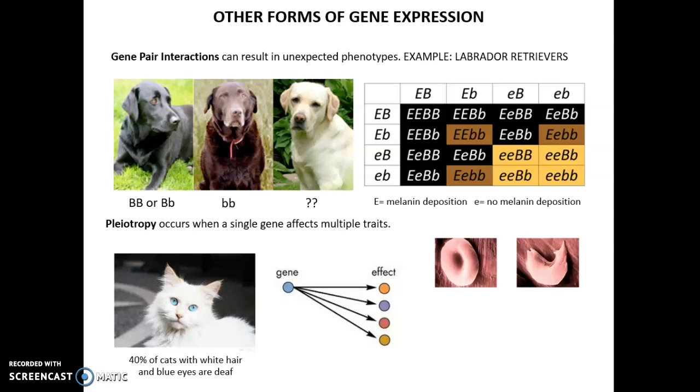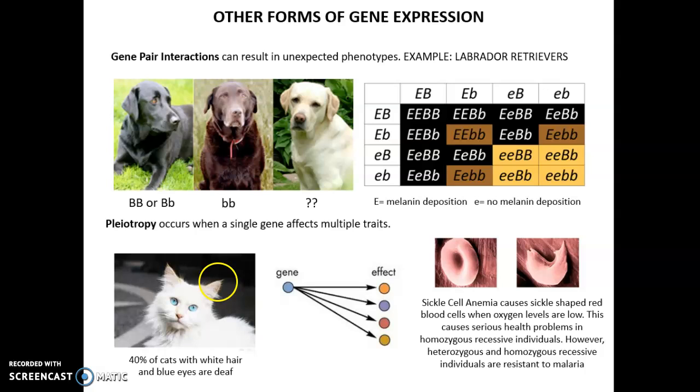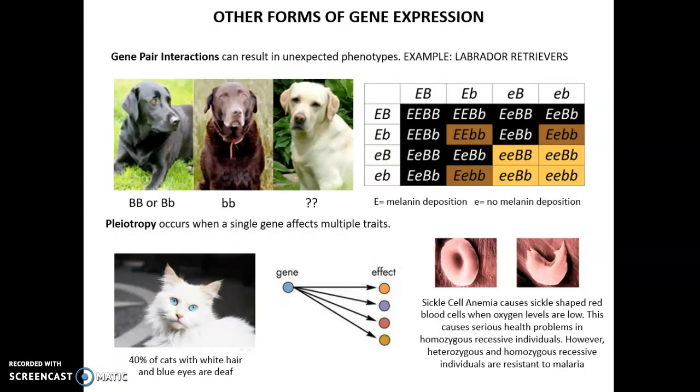And the same thing with sickle cell anemia. We're going to talk a lot more about this later, but sickle cell anemia causes a sickle-shaped red blood cell when oxygen levels are low, which can cause very serious health problems in homozygous recessive individuals. However, heterozygous individuals are resistant to malaria, so that's pretty amazing and beneficial. And we're going to talk more about sickle cell anemia later on in another chapter.